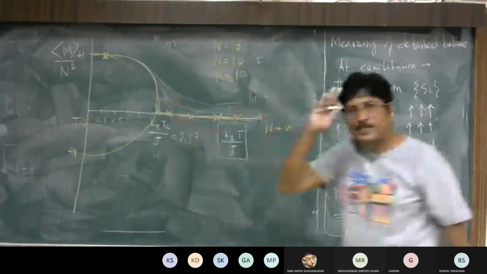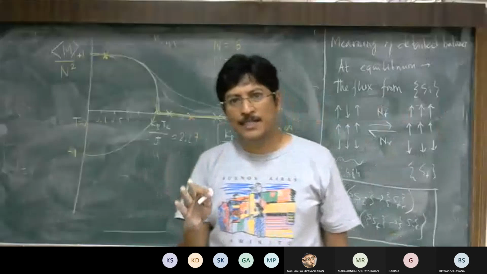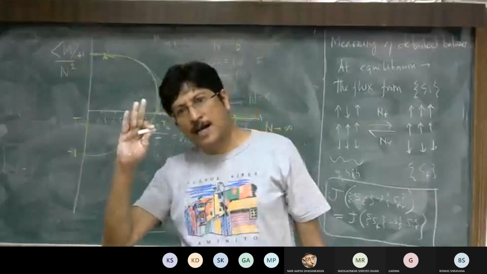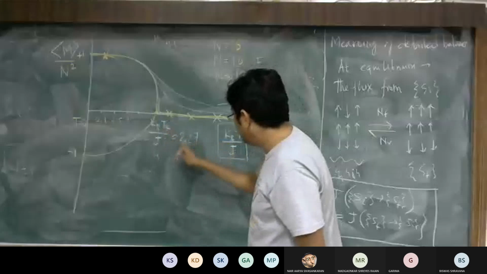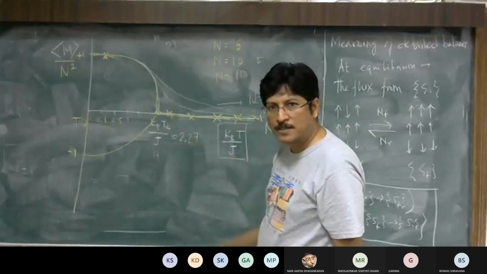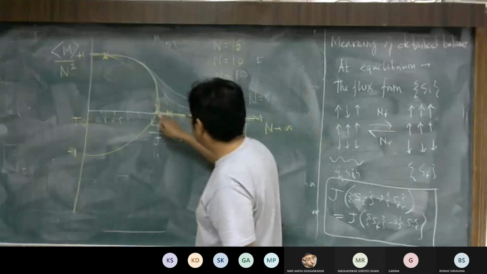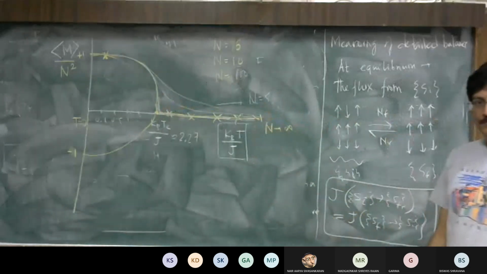This transition, you will clearly notice, becomes sharper and sharper as you go to higher and higher system size. And the transition temperature, the predicted transition temperature of around 2.27, it will start approaching that, and that is what you will observe in your simulation.